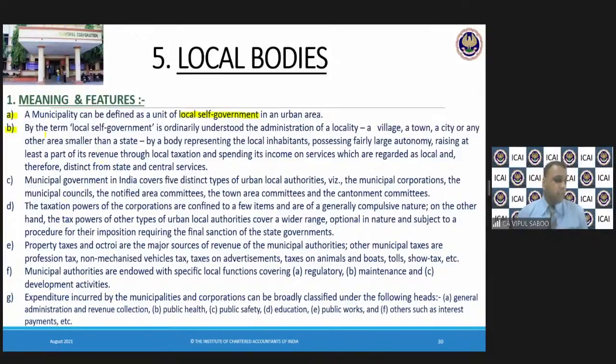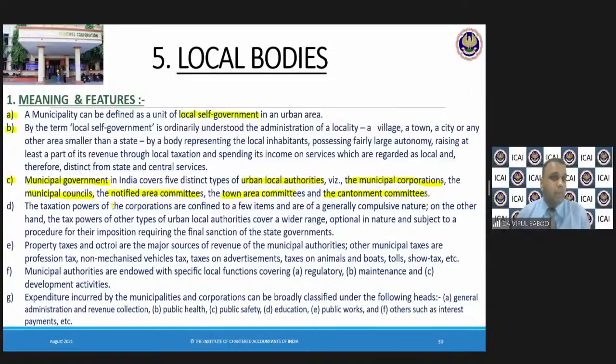Fine. So there is a confusion regarding local bodies by the term local self-government, administration of a locality, right? Municipal government in India covers 5 distinct types. What is it? The urban local authorities. 5 distinct types are the municipal corporations, the municipal councils, notified area committees, town area committees, and the cantonment committees. Okay, these are the 5 municipal governments, types of municipal governments in India. Okay, check out what is yours. Is it a municipal corporation or is it a municipal council or a notified area committee? You will find yourself in municipal corporations or municipal councils.